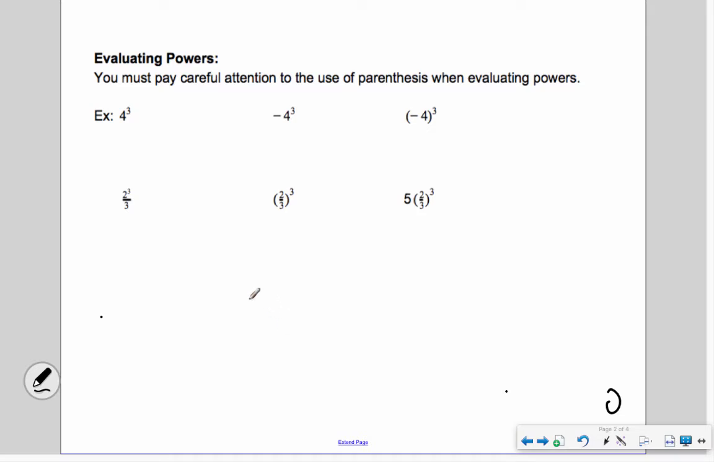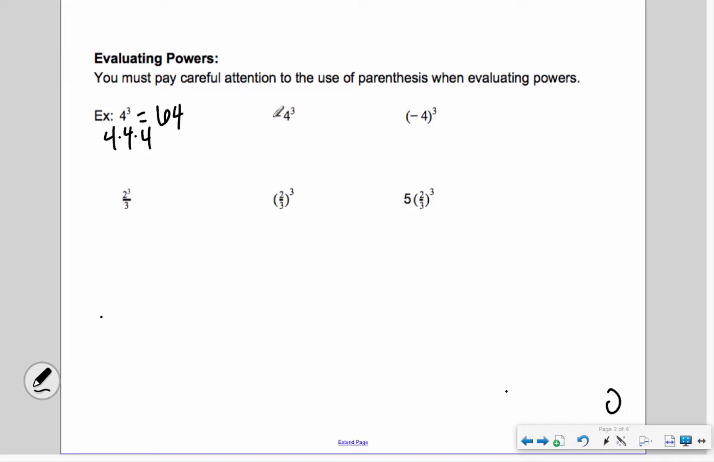Okay, so let's take a look at evaluating powers. It says you must pay careful attention to the use of parentheses when evaluating powers. The first example is pretty simple, 4 to the third power. 4 to the third power is the same as 4 times 4 times 4. 4 times 4 is 16. 16 times 4 is 64. That one's pretty simple.